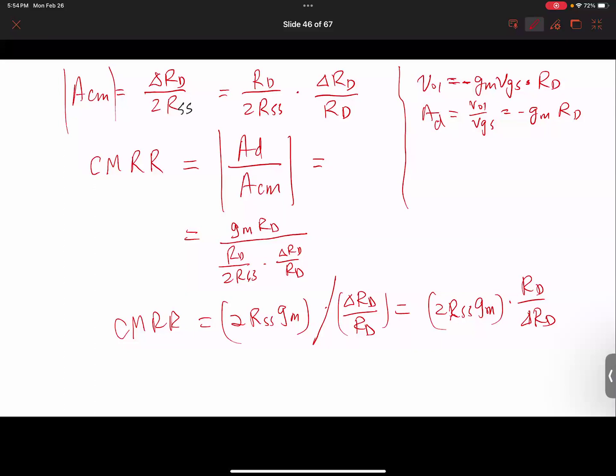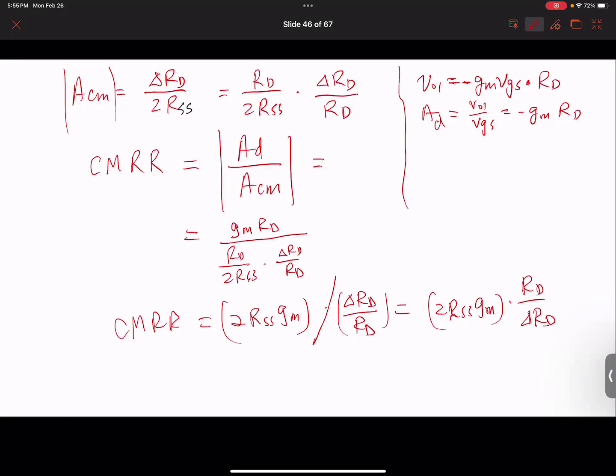This is important because at the output, I don't want to see noise that's being amplified. I want the noise to be canceled. That's why we need to design our transistor to have a high common mode rejection ratio. Clear? Okay, so this CMRR needs to be big.